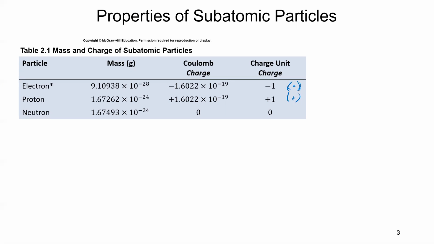Which of these subatomic particles find their home in the nucleus? Protons and neutrons, absolutely. So these two are in the nucleus, right? And this electron we think of as orbiting the nucleus.